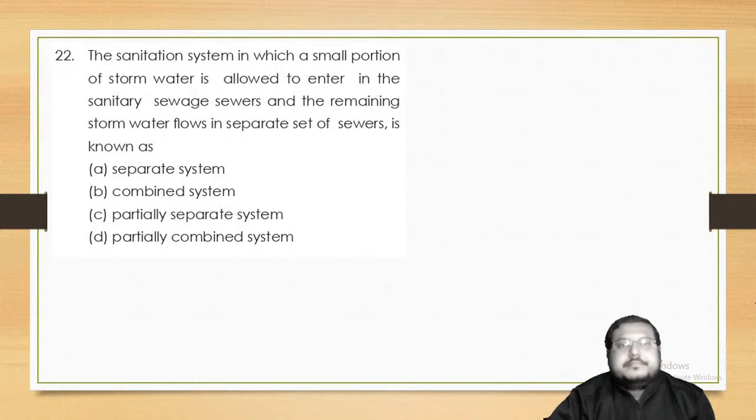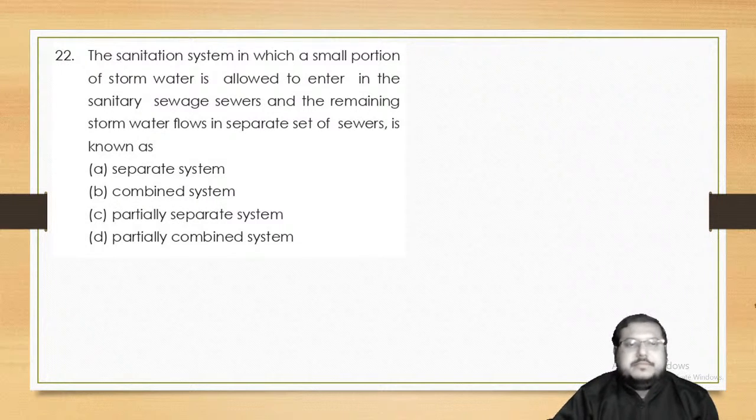Question 22. The sanitation system in which a small portion of storm water is allowed to enter in the sanitary sewage and the remaining storm water flows in a separate set of sewers is known as partial separate system or partial combined system.